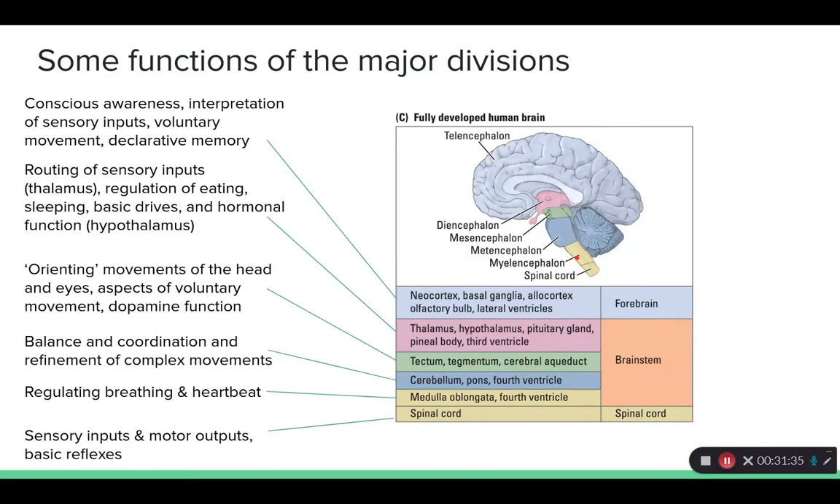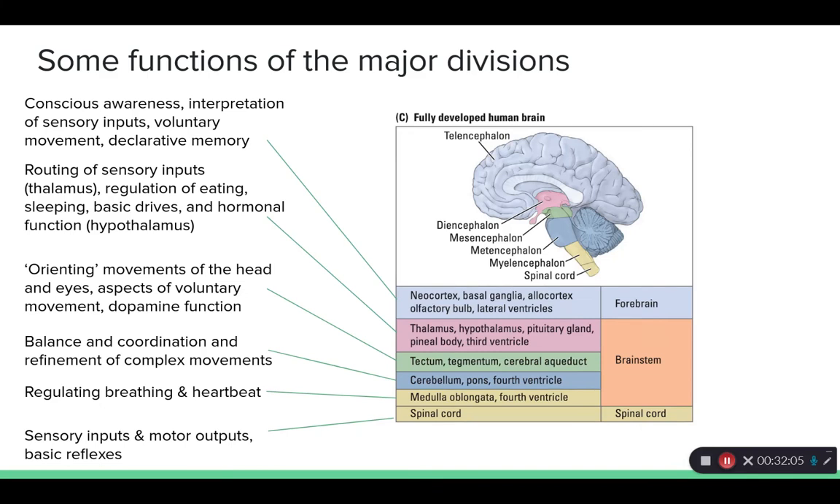Second to last, we have the myelencephalon. And down here, we have brain regions that are important for some of our absolute most basic bodily functions, like making sure we're breathing and making sure our heart's beating and things like that. And then at the very bottom, of course, we have our spinal cord. This is sort of where we get lots of sensory inputs first coming into the central nervous system and where we have a lot of our motor commands going out.